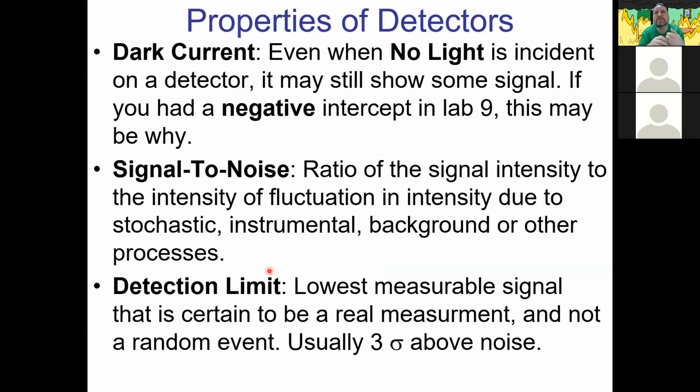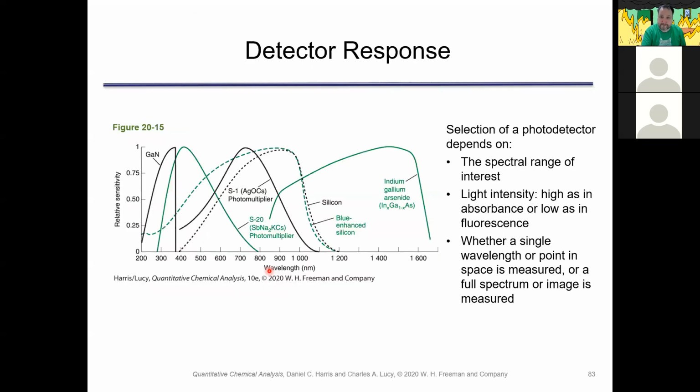Properties of our detectors. You've got something called dark current that you will often see. That's when, even when you've got no light on a detector, you may still see a signal. So if you got some negative intercepts in that lab where we did the UV-vis, that may be why, right? You may end up with some dark current. You're going to have something called signal to noise ratio, the ratio of the signal intensity to the fluctuation of that background because of either instrumental noise or stray light or other processes. And of course, detection limit. That's the lowest measurable signal that is certain to be a real measurement, and that's 3 sigma above the noise.